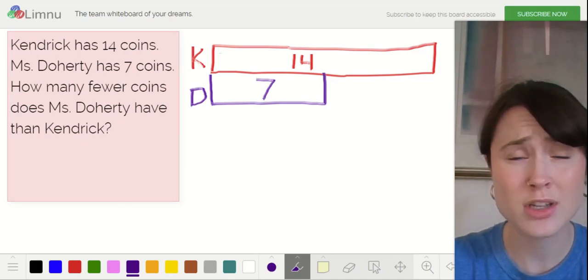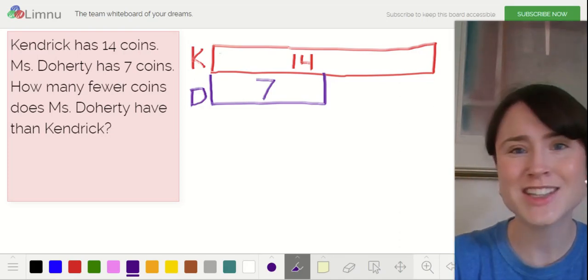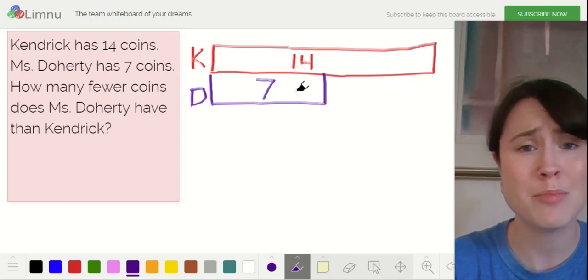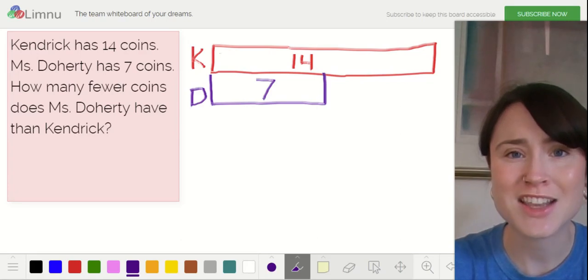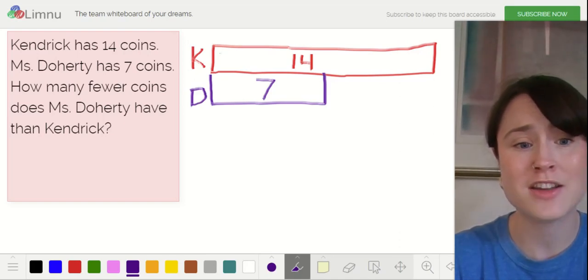All right, now let's really think about what the question was asking us to figure out. Is it asking us how many coins they have altogether? No way. It's not asking me to put these values together. And if I check out my bar model, I'm not putting these values together. What was the question asking us? Yeah, that's right. The question is asking us how many fewer Miss Doherty had.